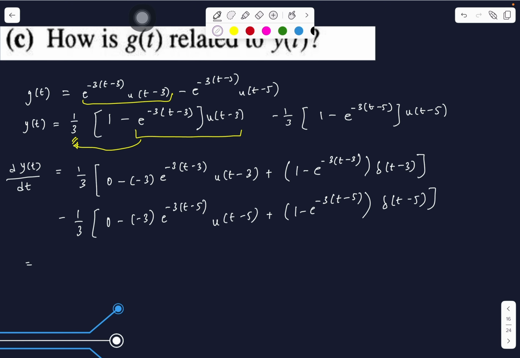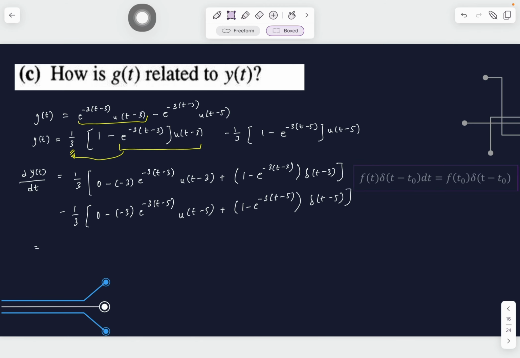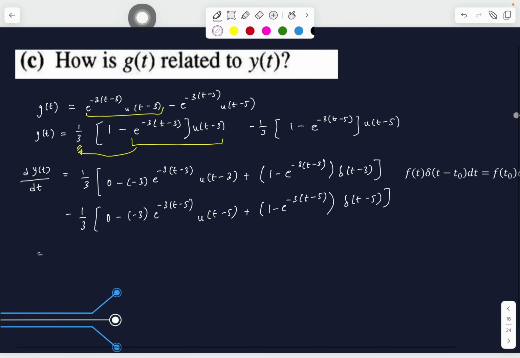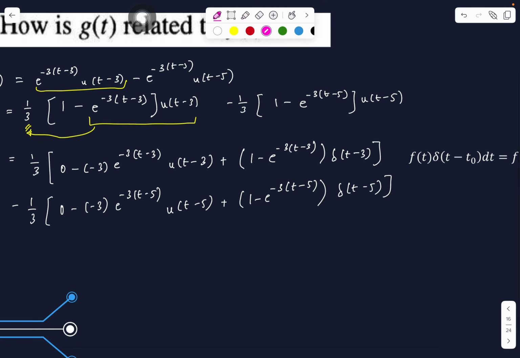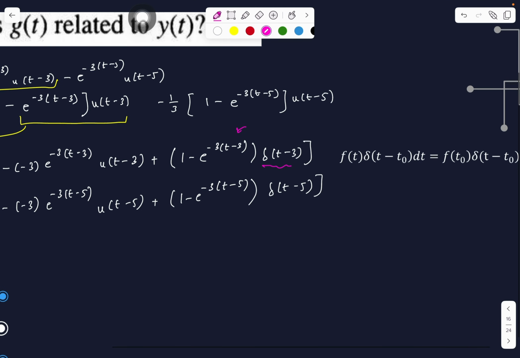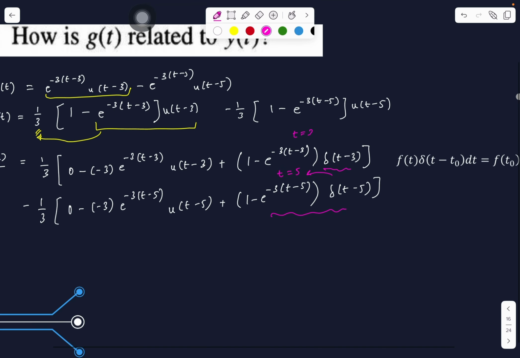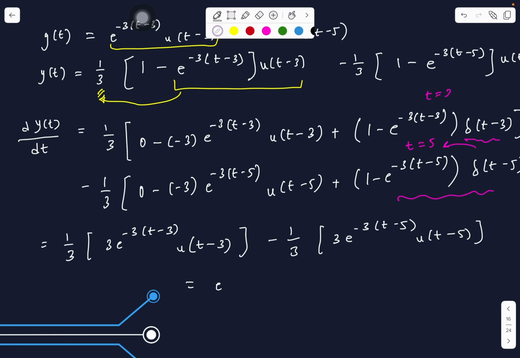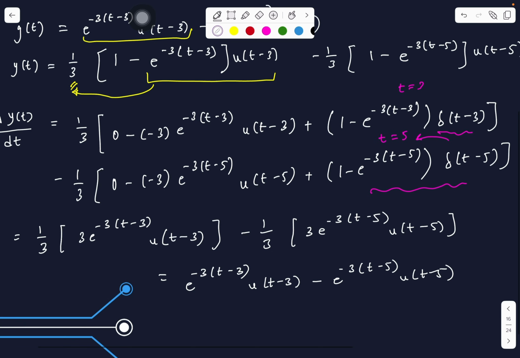So now we can use this property, the shifting property, or the sampling property, which means that for this term we substitute t equal 3, and for this term we substitute t equal 5. So we get 0 for both of them, and they cancel. So the result will be equal to e^(-3(t-3))u(t-3) minus e^(-3(t-5))u(t-5), and this is equal to g(t).